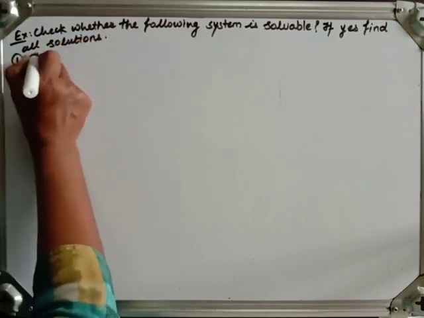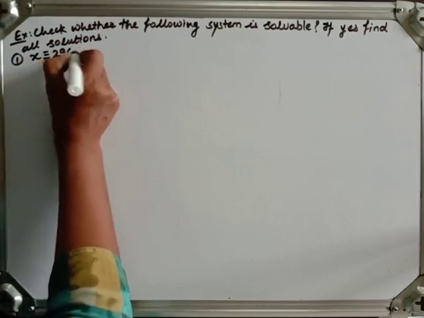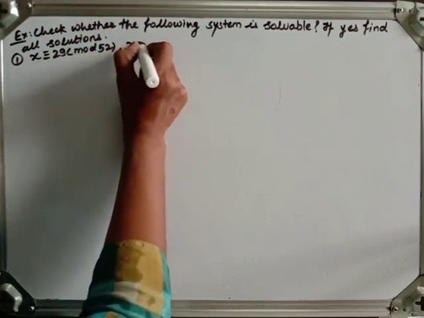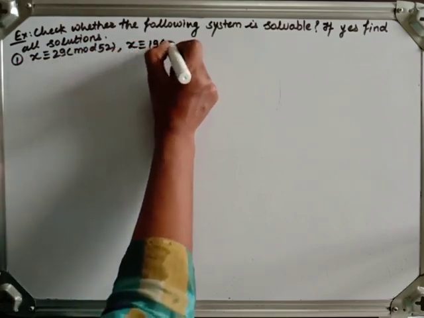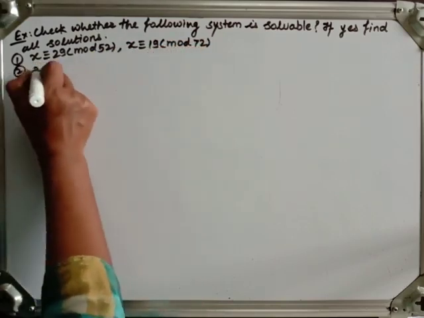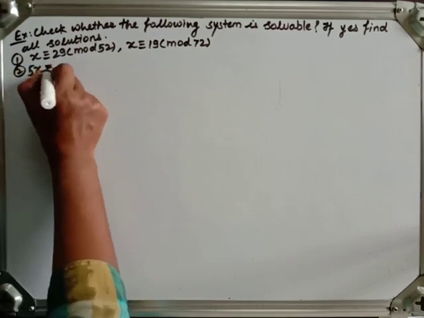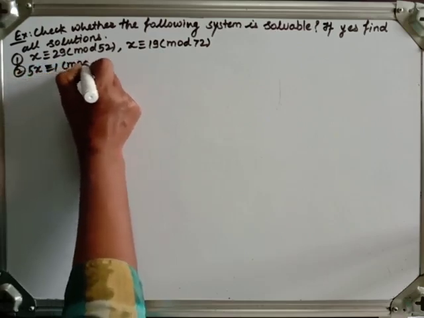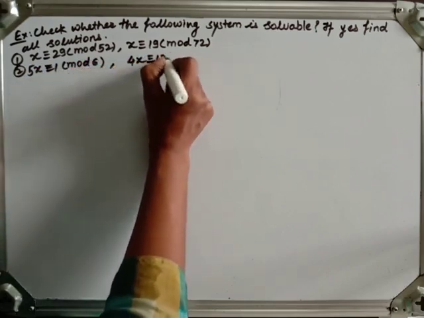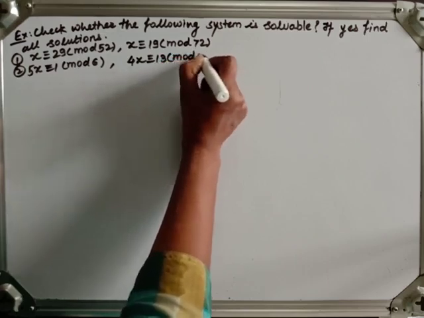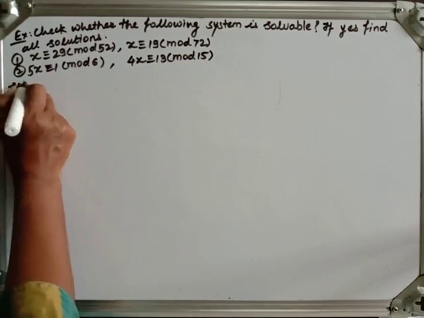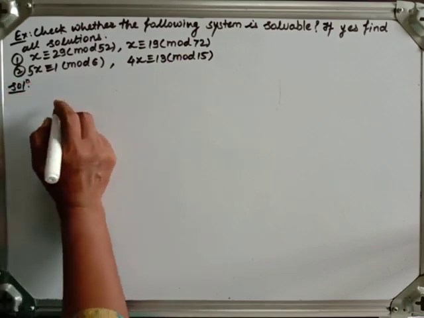So first, x congruent to 29 modulo 52, x congruent to 19 modulo 72. Second, 5x congruent to 1 modulo 6 and 4x congruent to 13 modulo 15. So let's check whether these are solvable or not.